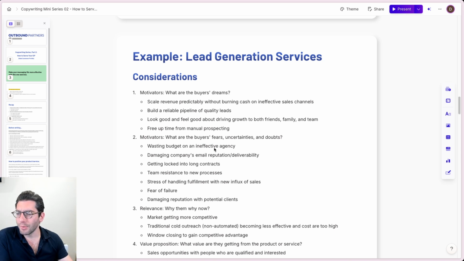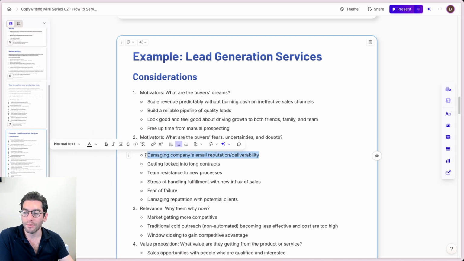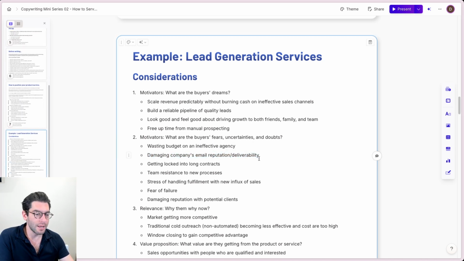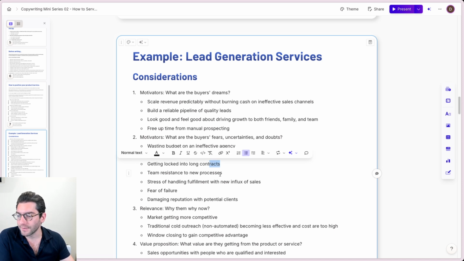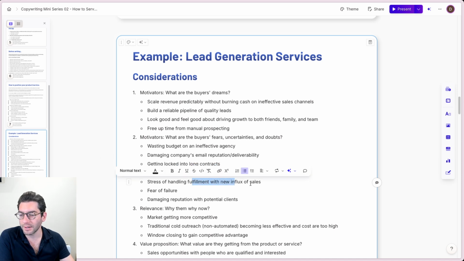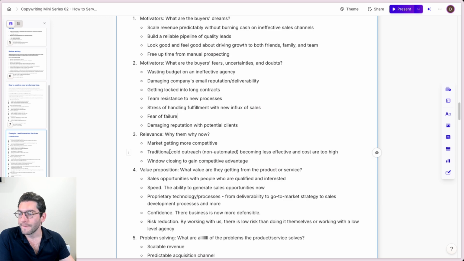So what are the other motivators? What are the buyer's fears, uncertainties, and doubts? Wasting budget on an ineffective agency. Damaging the company's email reputation and deliverability. Because if this is damaged, then what happens next? They can't communicate with anyone because their emails don't work. Getting locked into long contracts. Team resistance to new processes. Stress of handling new fulfillment with a new influx of sales. Fear of failure. Damaging reputation with potential clients.